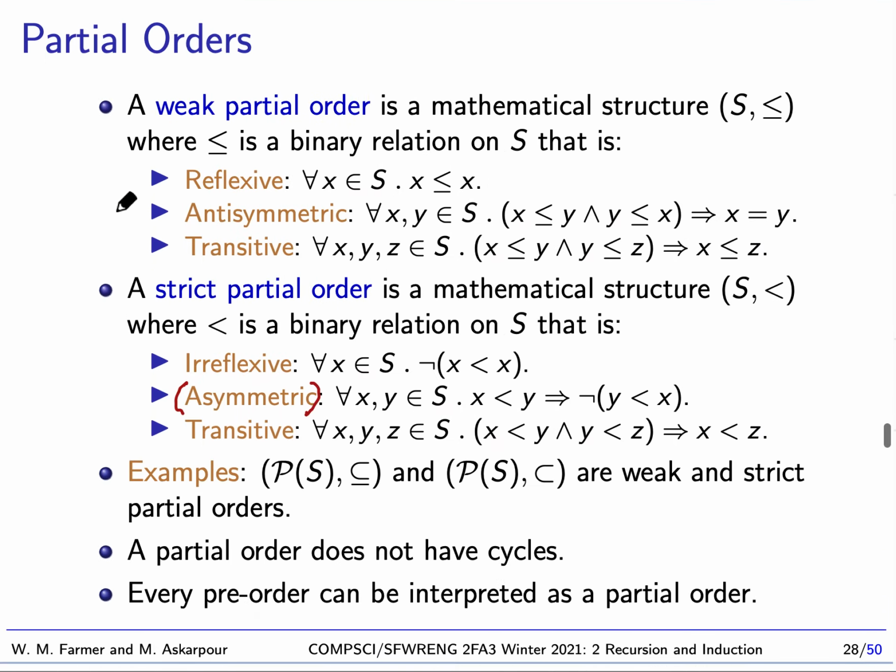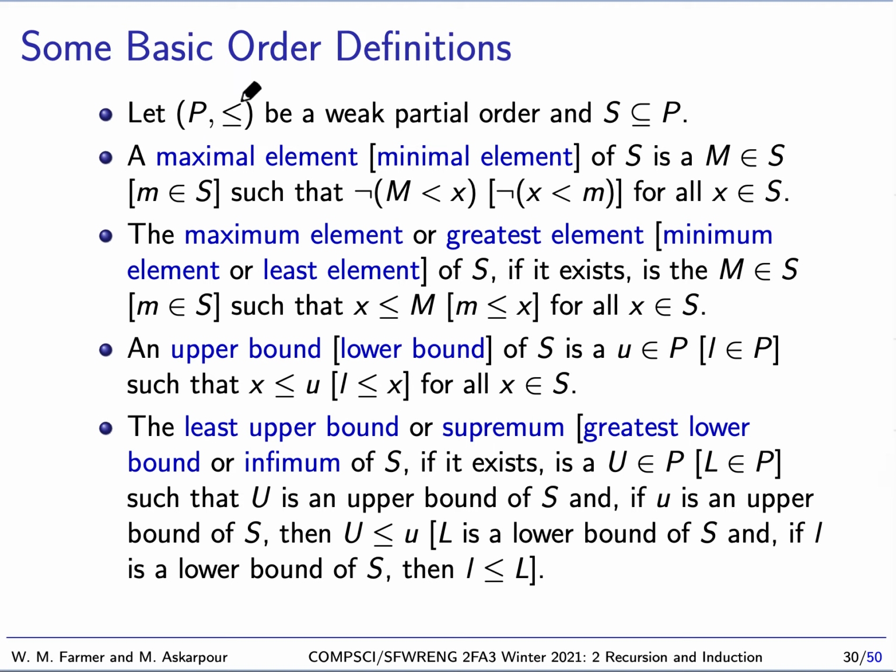Okay, so let's say we have a weak partial order right here. And we have a subset of P. So there's a number of definitions I want to make. We can talk about a minimum element of P. That means it's a member of P for which there is no smaller member. And we can have a maximum member. That's a member of S for which there is no bigger member.